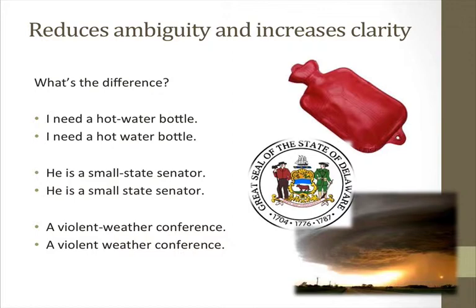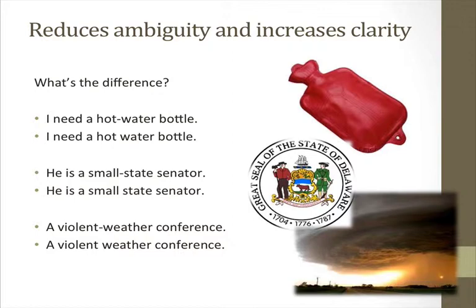The second example, I need a hot water bottle, sets up that I need just some random Nalgene bottle that is warm, which is a little strange, but maybe that's what you need. But if we want to be more specific and more clear and say that we need a specific device to hold hot water, we can link those two together with the hyphen.